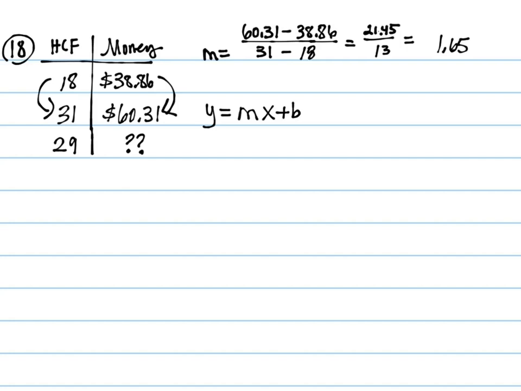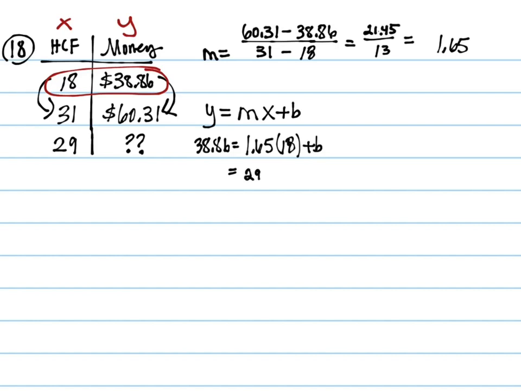So y in this case, I'll just use the first one again like I did last time. Here's x, here's y, just alphabetically, and then I have 38.86. m is 1.65, and x is 18. All right, 1.65 times 18, I'm just going to let you know it's 29.7. And what is 38.86 minus 29.7?